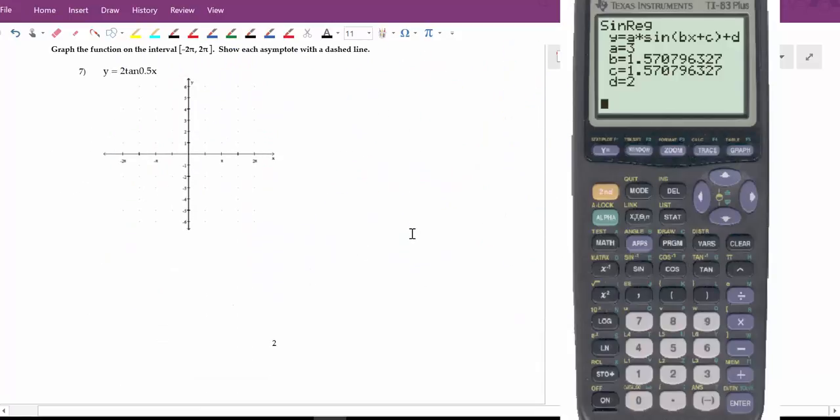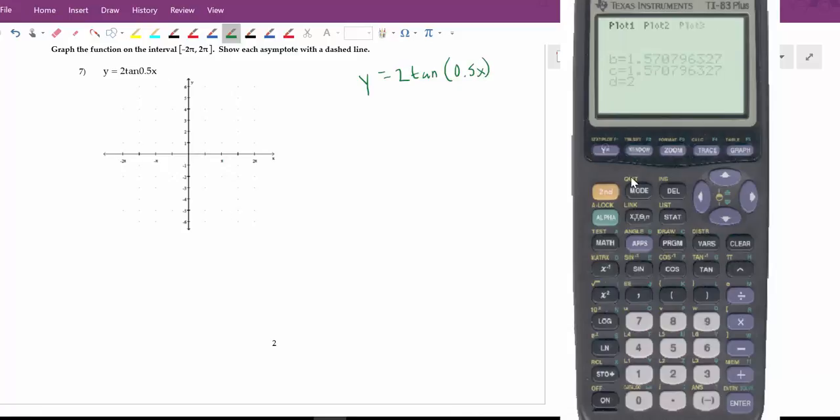Okay, then this last problem is just graphing. Generally on a tangent, cotangent, I generally have you graph and then show the asymptotes. But you can do this totally without a calculator if you want to. So you have y equals 2 tangent of 0.5x. Okay, so we're going to put this in radians. I've already got the graph kind of put together for you.